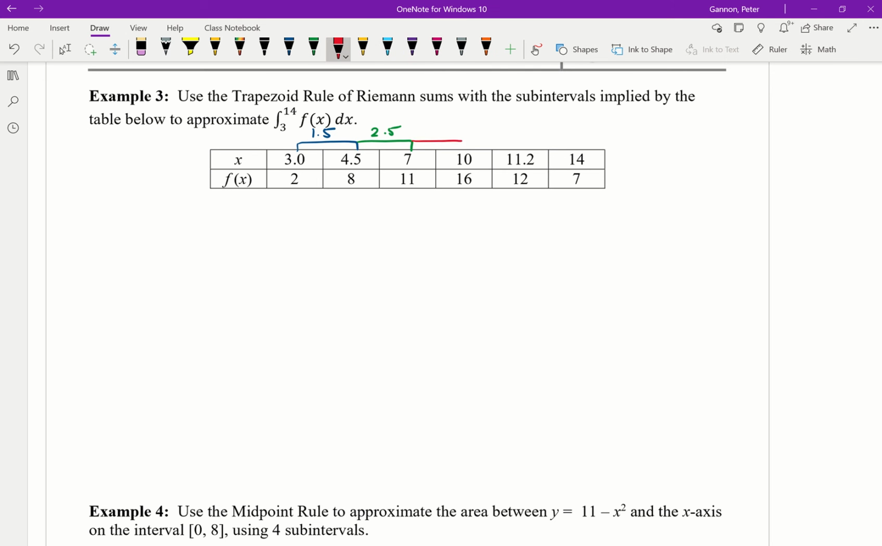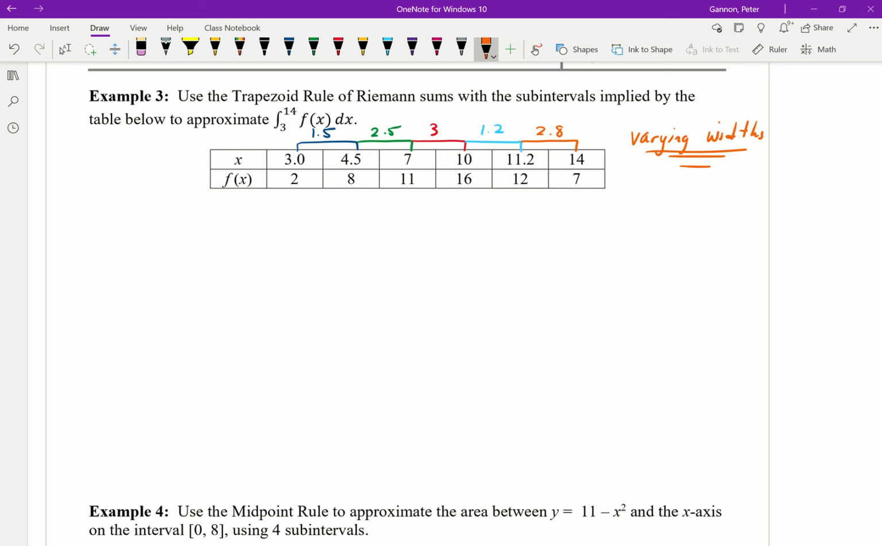My next interval is going to go from 7 to 10, which is a width of 3. And then we go from 10 to 11.2, that's a width of 1.2. And finally from 11.2 to 14, that is a width of 2.8. So you have varying widths. It's important to identify that there are varying widths, because what that means is we're going to need to find the trapezoidal Riemann sum by finding the area of each trapezoid separately.